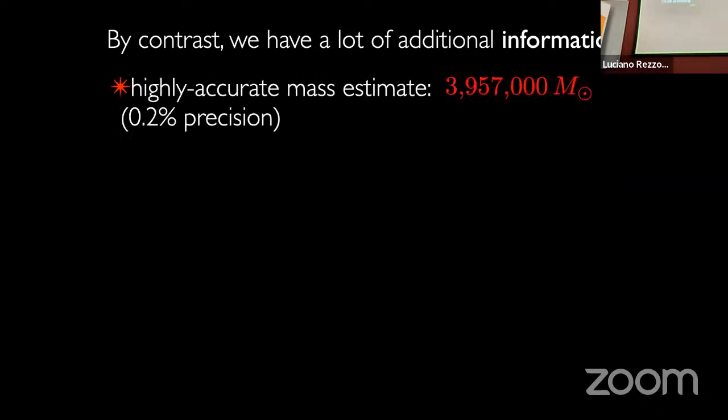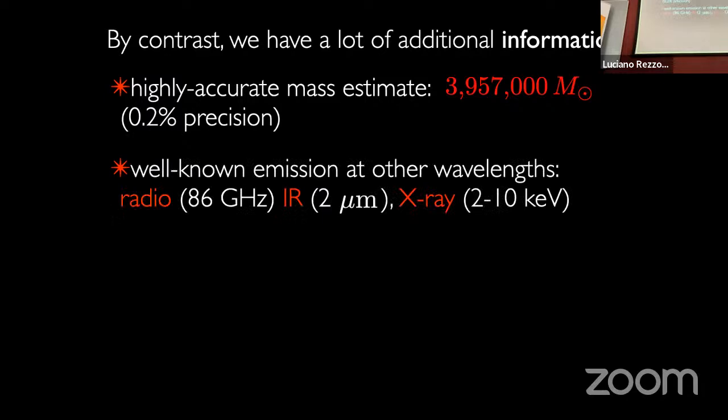We know the mass very accurately. This is the mass of Sagittarius A star. We know it with 0.2 precision, which is far better than what you know your weight. I don't know how many of you know your weight with a precision of 100 grams, but essentially that's the precision with which we know the mass of Sagittarius A star.